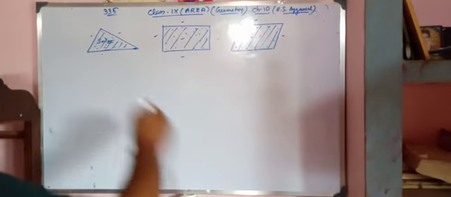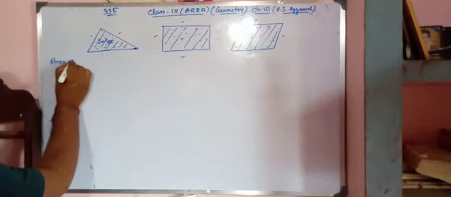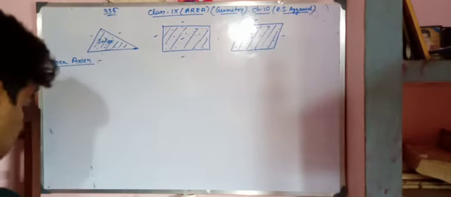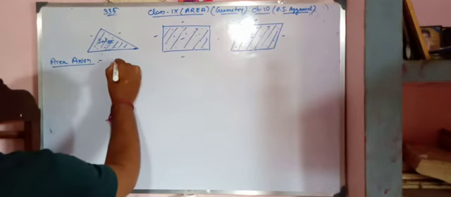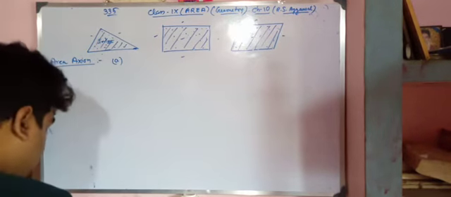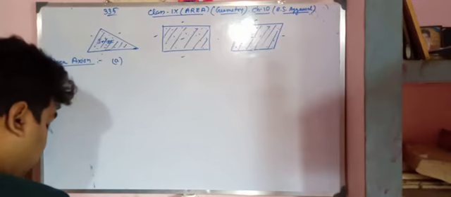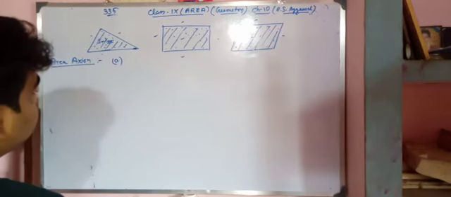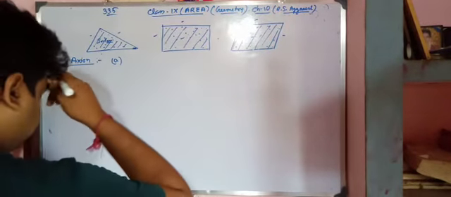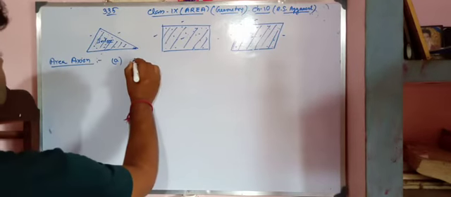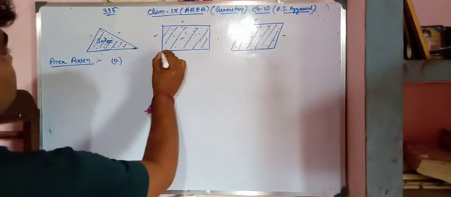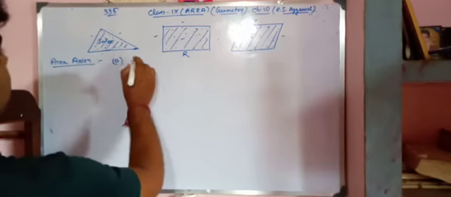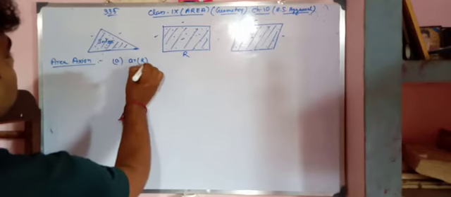Next, area axiom. Every polygonal region R has an area, measured in square units, denoted by area R. That is, if we take this as region R, then its area is denoted by A(R). Okay.